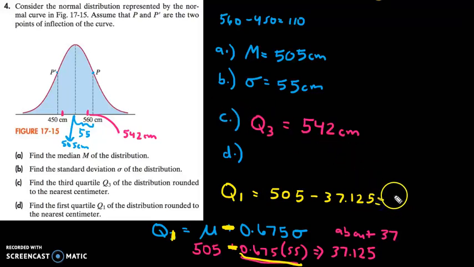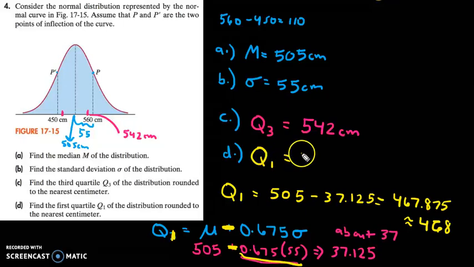So that gives me 467.875. And we're trying to round to the nearest centimeter, so that's about 468, right? Because 0.8 rounds up. So Q1 is about 468 centimeters. And you can kind of look on the picture. If this is 450, it doesn't seem like a huge stretch that it could be 468.